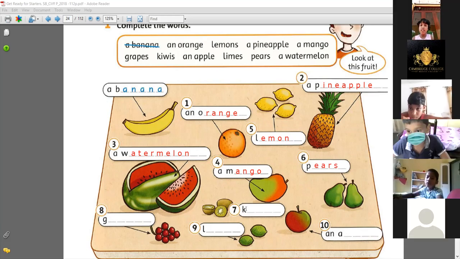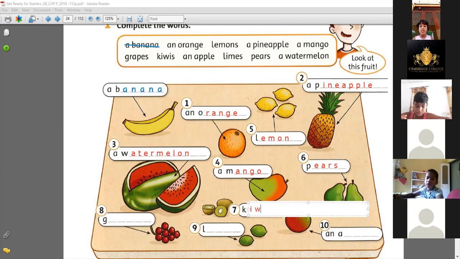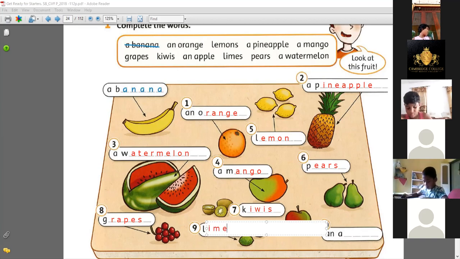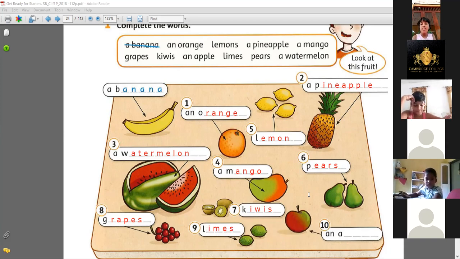Next one, number seven, kiwis, K-I-W-I-S. Next one, number eight, grapes, G-R-A-P-E-S. Number nine, what is it? Limes, L-I-M-E-S. Limes.